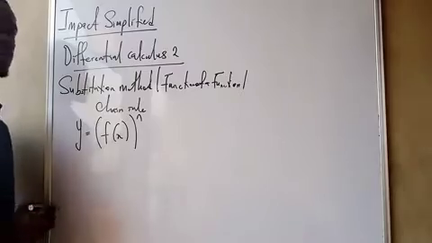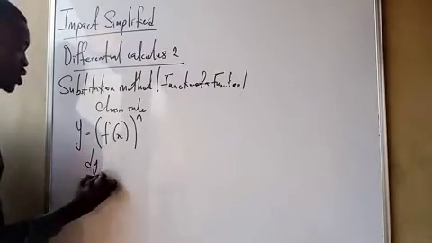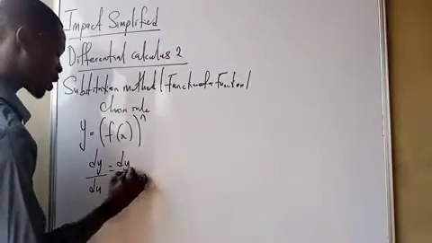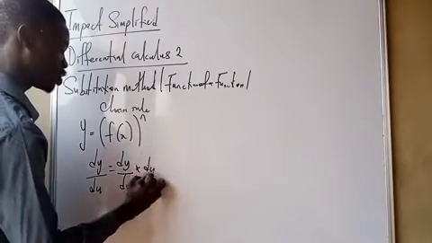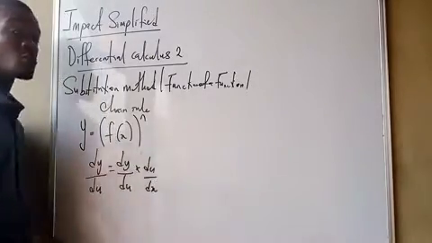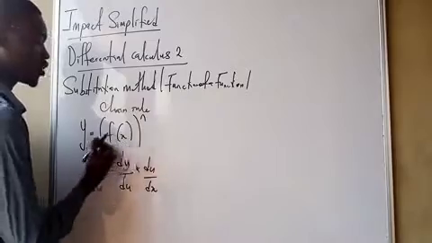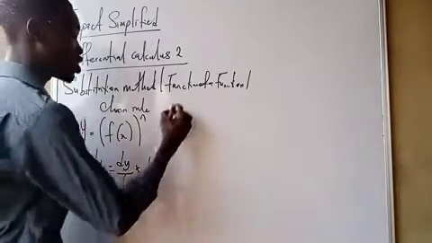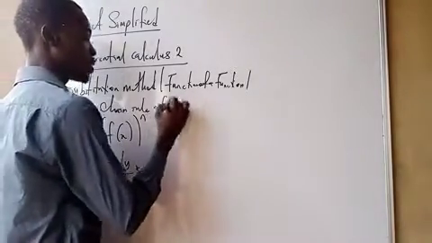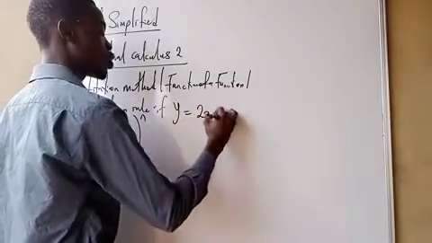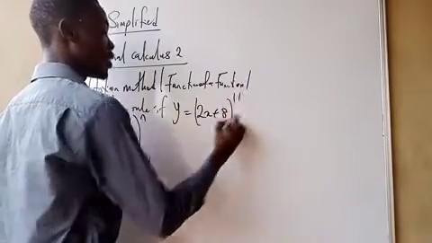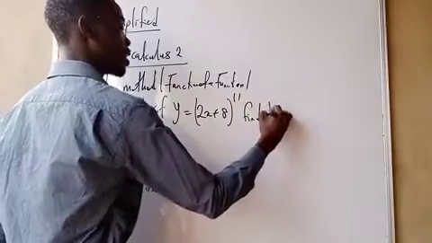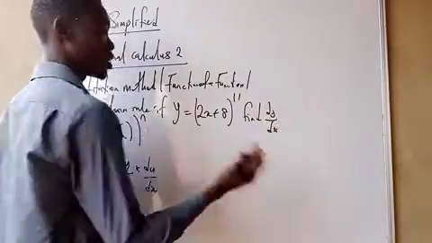For the principle of the chain rule, we have a formula, which is dy over dx equals dy over du times du over dx. That is the principle of the chain rule. This function will be your u and then you differentiate. For example, let's look at this question. If y is equals to 2x plus 8, a power of 11, they said we should find dy over dx.